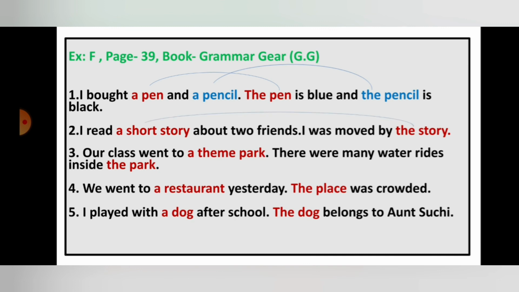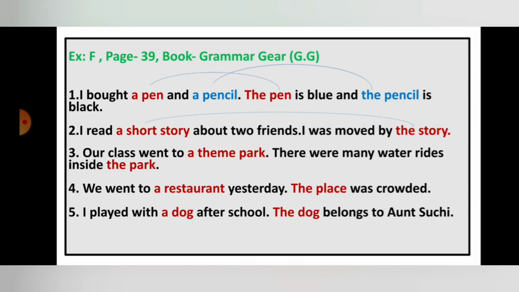Then number 3. Our class went to a theme park. There were many water rides inside the park. So a theme park becomes the park. So you will draw the line in the book. Number 4. We went to a restaurant yesterday. The place was crowded. So a restaurant becomes the place. So we have to draw the line. So you will draw the line in the book.